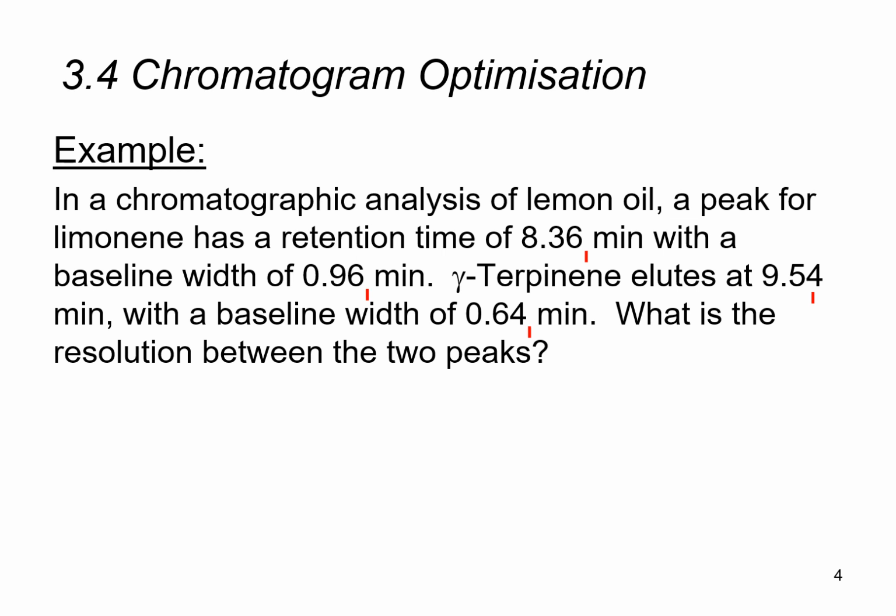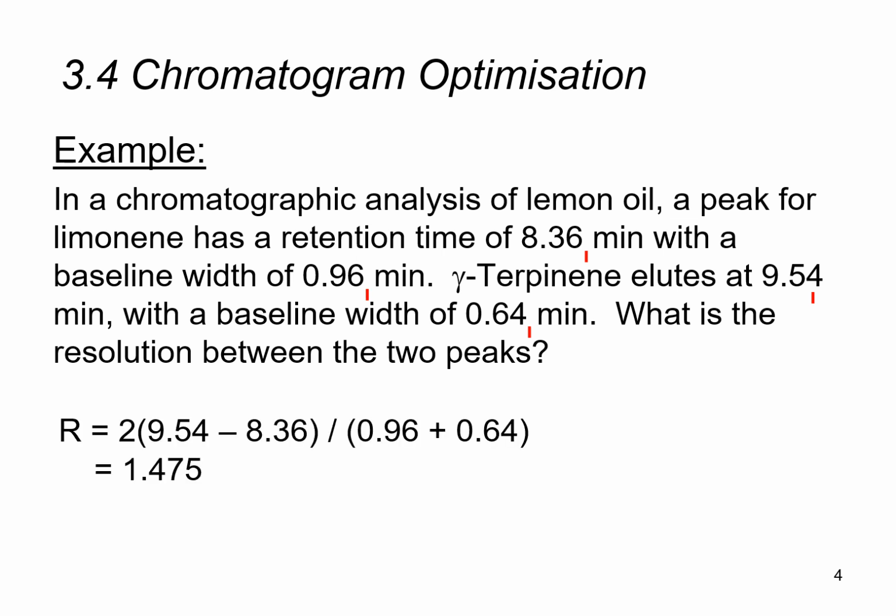We're asked to calculate the resolution, so quite simply we would use the formula 2 times the difference in retention time divided by the sum of the peak widths. So 2 times 9.54 minus 8.36, and then that whole term divided by the sum of the peak widths, which is 0.96 plus 0.64. So this resolution calculates out to be 1.475.